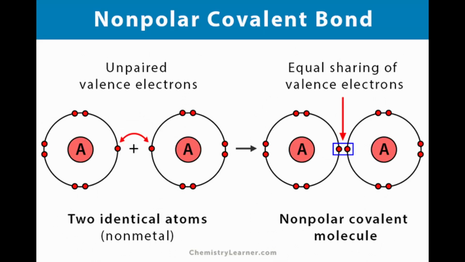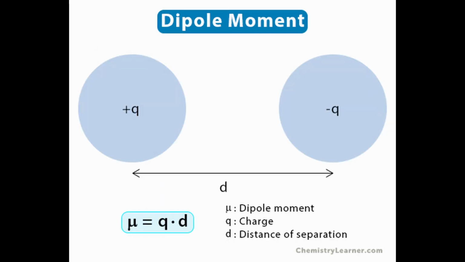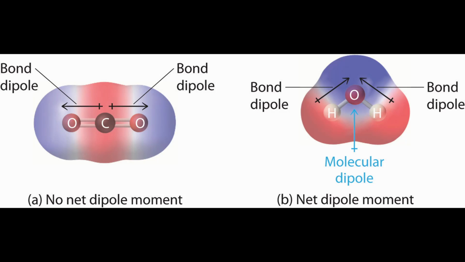Not all covalent bonds are the same. In a non-polar covalent bond, like in H2 or O2, two identical atoms share electrons equally. But in a polar covalent bond such as HF, the shared electrons are pulled closer to the atom with higher electronegativity. This creates a dipole moment, a separation of charge that gives the molecule a partial positive end and a partial negative end. The dipole moment is calculated by multiplying the charge by the distance between the charges.